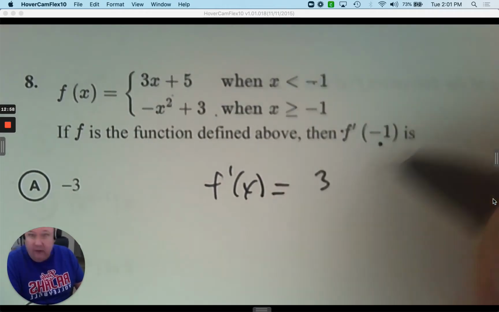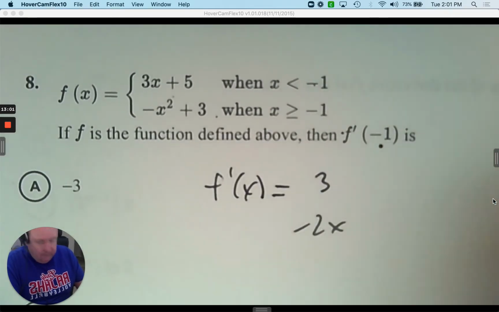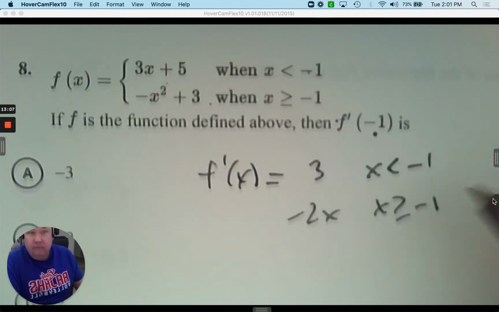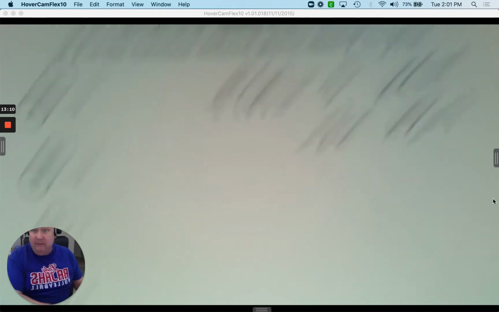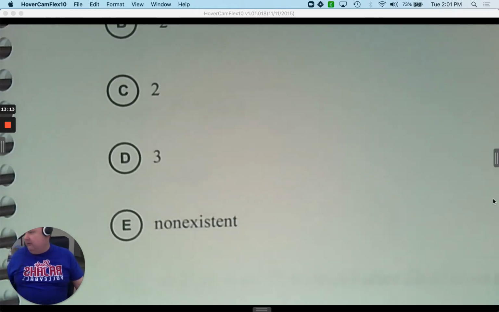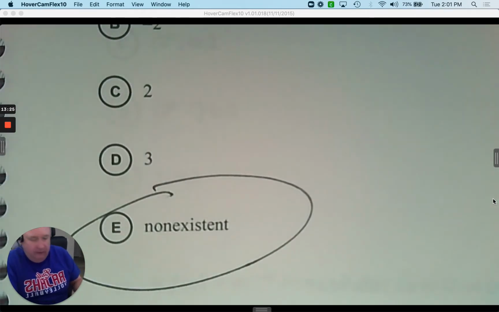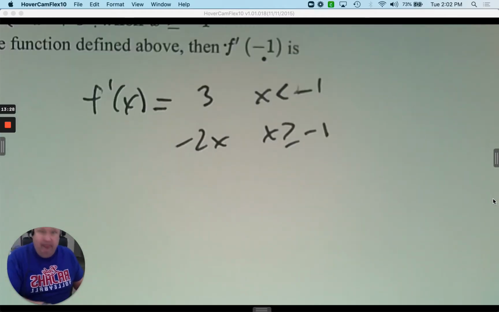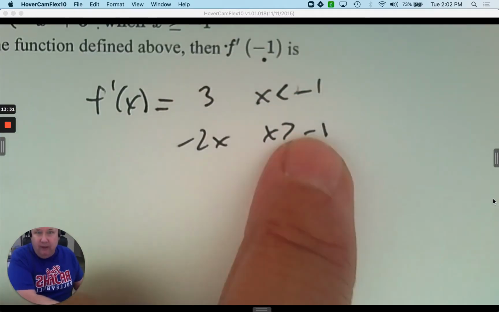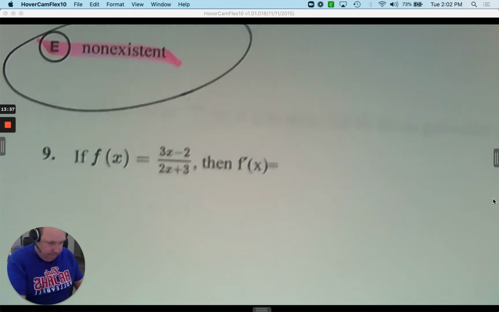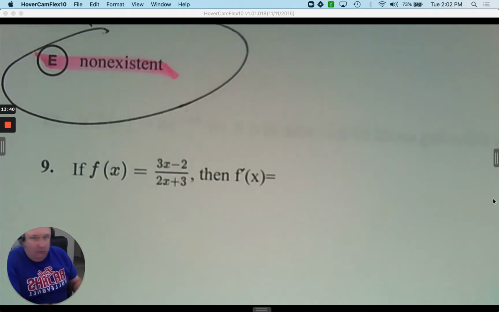The derivative on top is 3. The derivative on the bottom is -2x. And then I plug in -1 again. If I plug -1 in at the top and the bottom, to me the derivative does not exist, because the left side does not agree with the right side. Let me just double check. Yay! I like it when me and the answer key agree. So the answer is always 3 on one side, and when you plug in -1 on the other side they don't agree, so it doesn't exist.